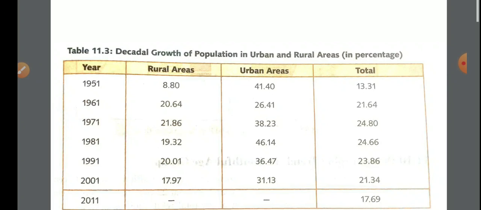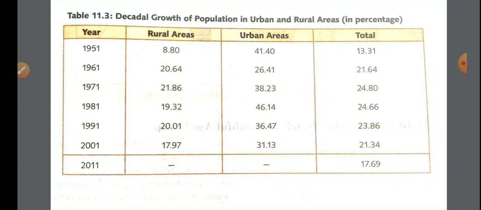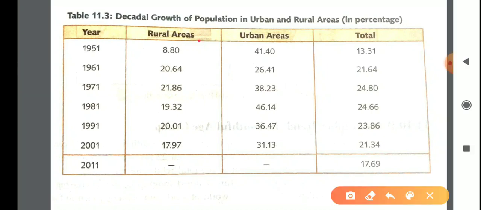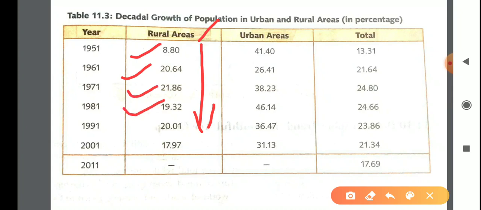If we talk first about the urban and rural areas, what had been the growth rate in India in urban and rural areas. While talking about rural areas, we can see the decadal growth rate. It was 8% in 1951. Then there was a rapid increase to 20%. Then it was 21%, 19%, 20% and 17.97%. So this is the growth rate of the population of India in rural areas.